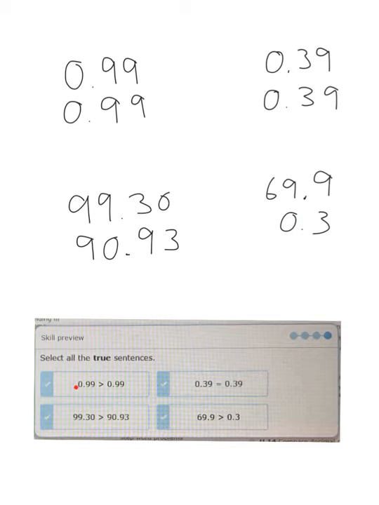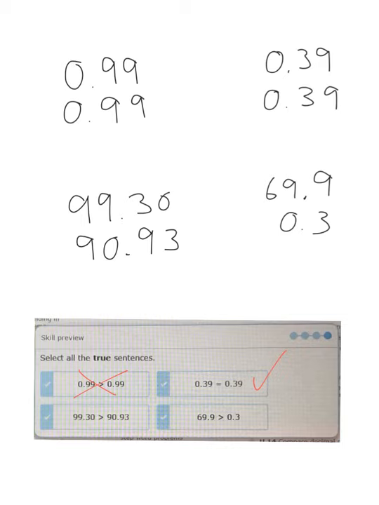It's asking, is 0 and 99 hundredths bigger than 0 and 99 hundredths? Probably didn't even need to write that out. I think it's obvious those are equal, so that is not true. Second one here, is 0 and 39 hundredths equal to 0 and 39 hundredths? Again, obviously the same, probably didn't need to write that out, but yes, that is true.